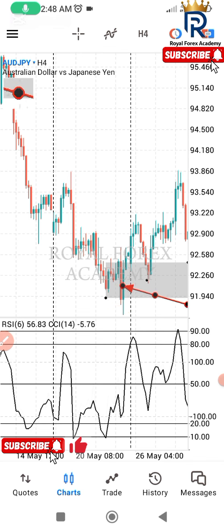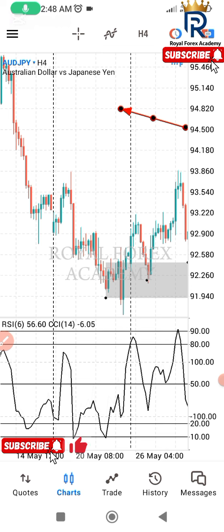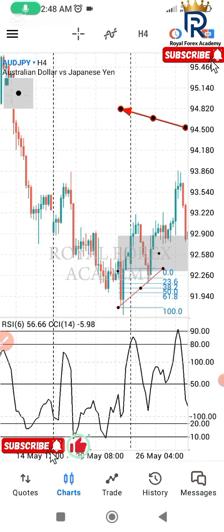After marking this order block, we don't have any fair value gap here. We don't have a smart money cube here. So how do we get this perfect entry? We can as well use our Fibonacci retracement tool to identify what zones we are in.